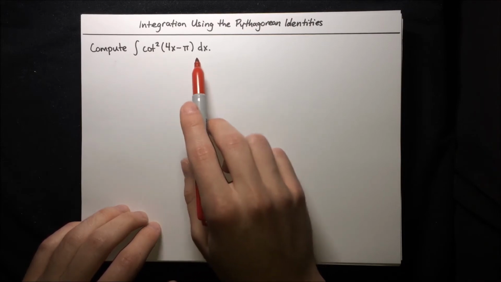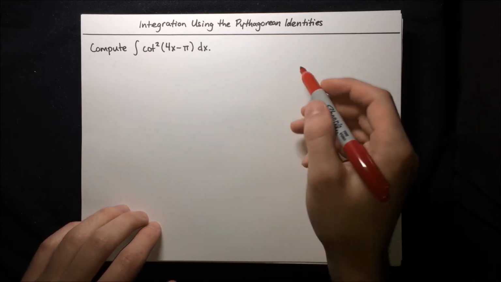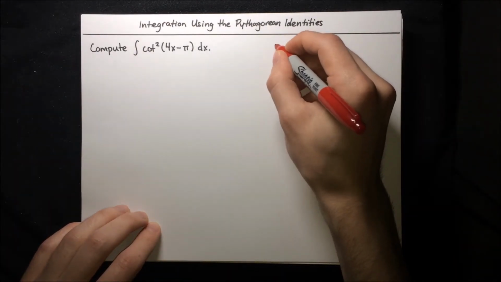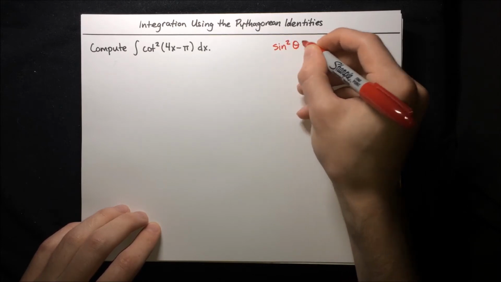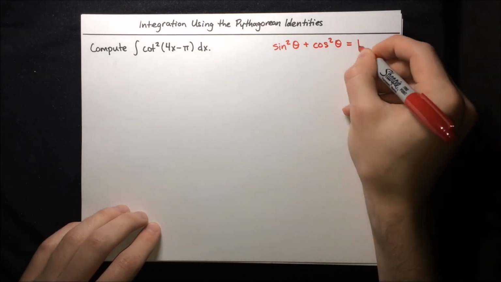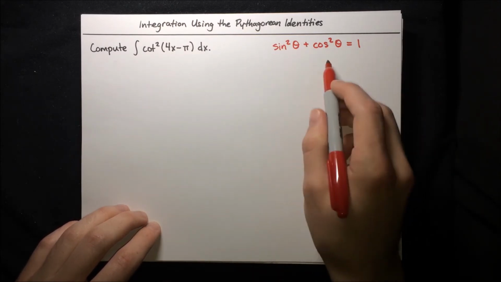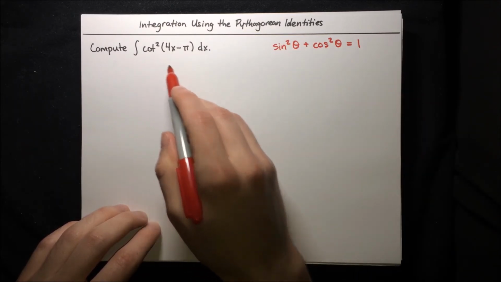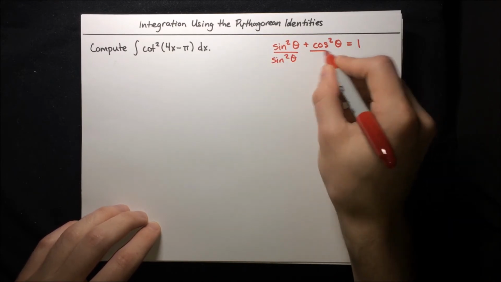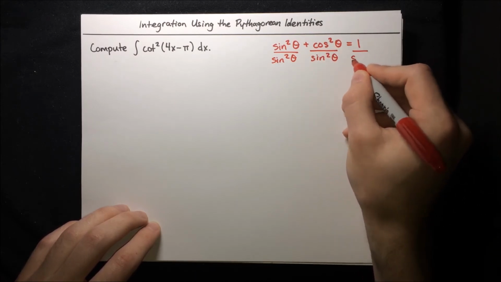So again, why don't we start out with the Pythagorean identity and then try to introduce a cotangent squared. This time I'm going to write the Pythagorean identity using theta, and you'll see why that is in a moment. So sine squared theta plus cos squared theta equals 1. Okay, and if we want to introduce cotangent squared into this identity here, cotangent is just cosine over sine, so let's divide everything by sine squared theta. That'll make cosine squared theta over sine squared theta into cotangent squared theta.